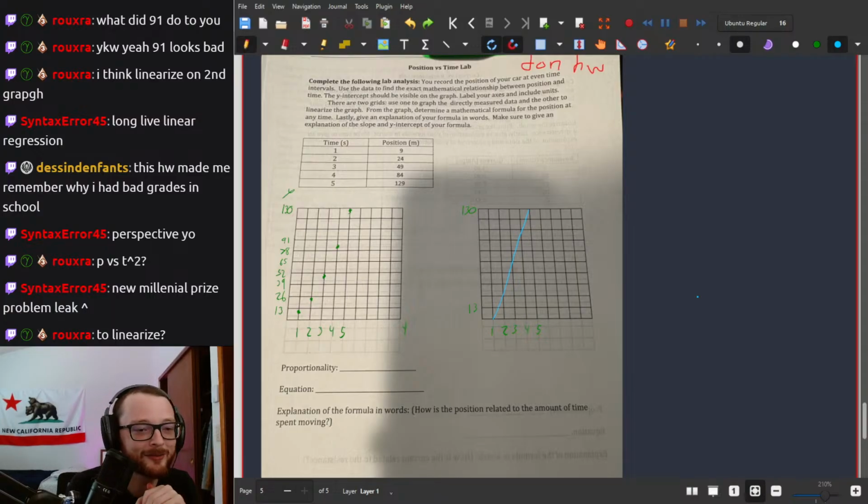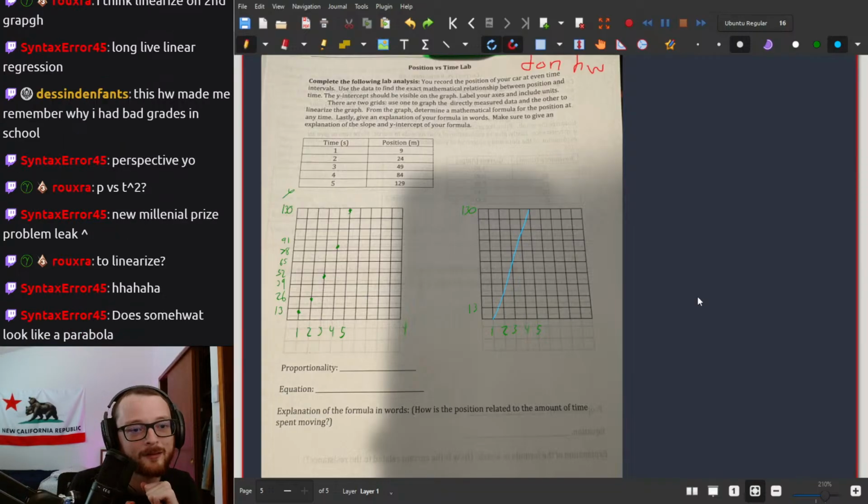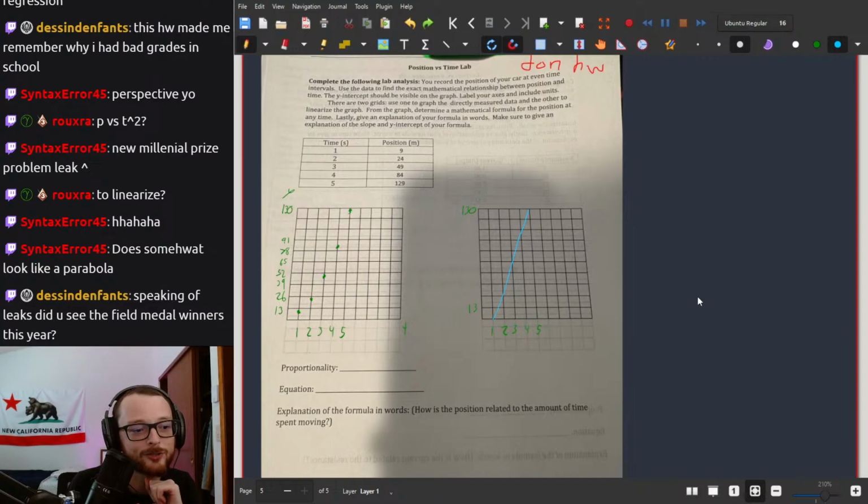To linearize? I'm not quite sure what the homework assignment means by linearize. I don't know what you can do besides just eyeballing a line that goes through the graph. It does kind of look parabola-ish.